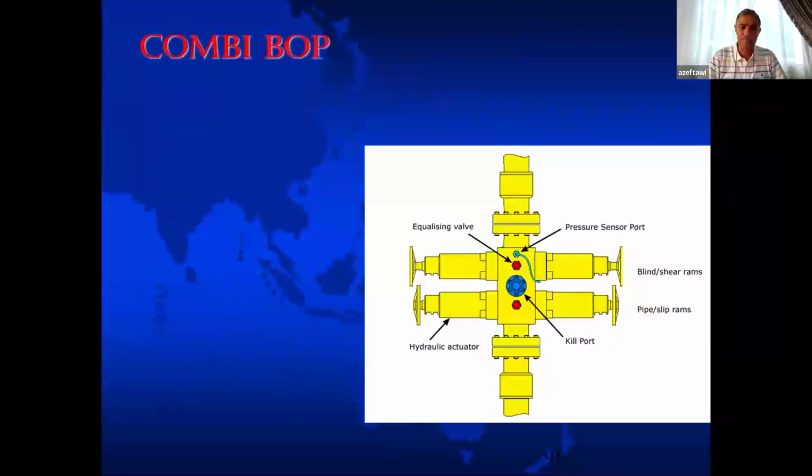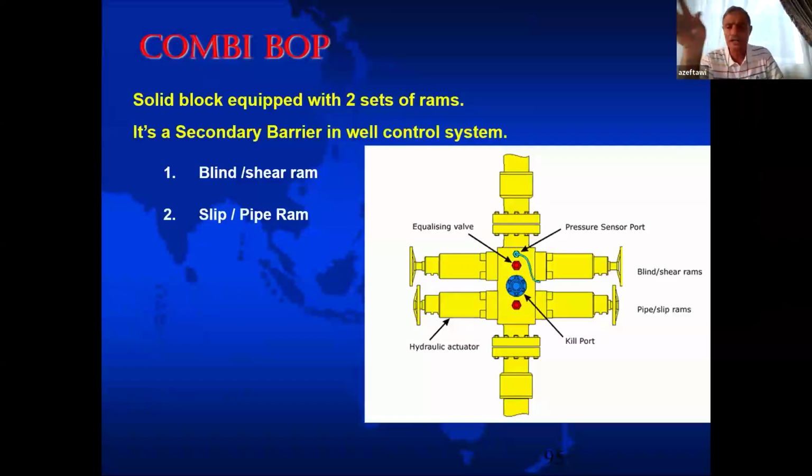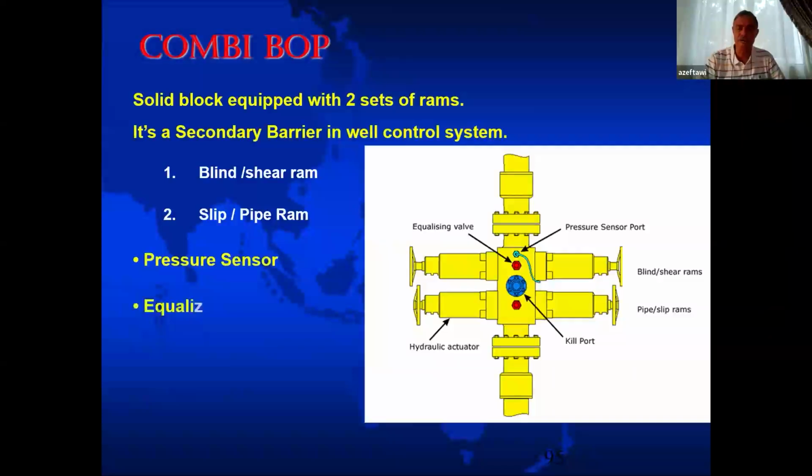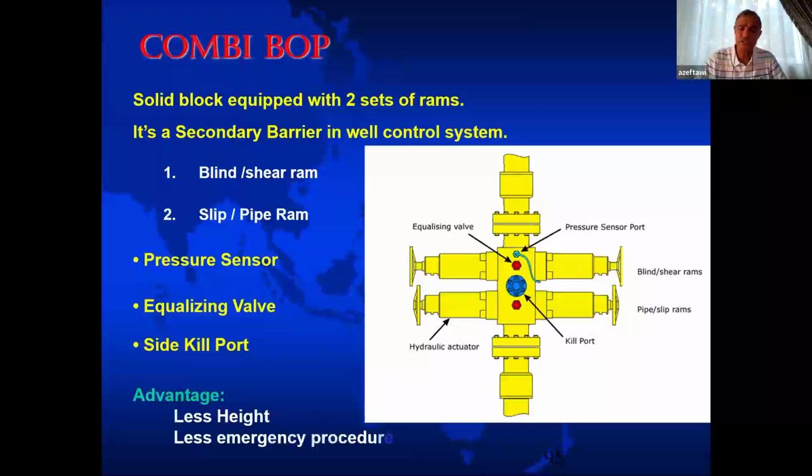We have what we call a combi BOP. Combi stands for combination BOP. So it is 2 actuators, not 4, where the first one on top is blind shear together, and the second one is slip pipe together. But all other components are there: we have pressure sensors, an equalizing port, and a killing port. The advantage of the combi over the quad is 2 things. It is less in height, so your rig up is less in height, and there are fewer emergency procedure steps. In the quad, you use 5 steps to close. Here, only 2 steps.